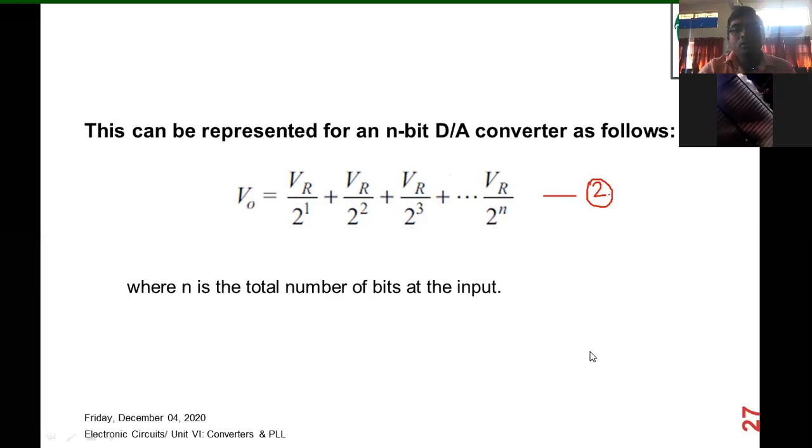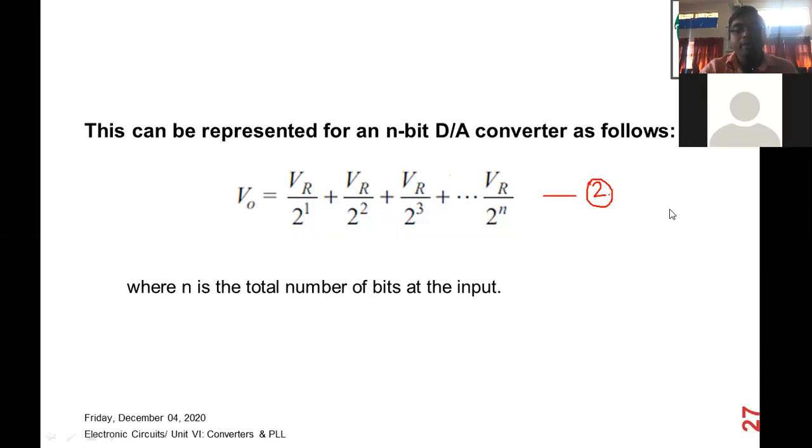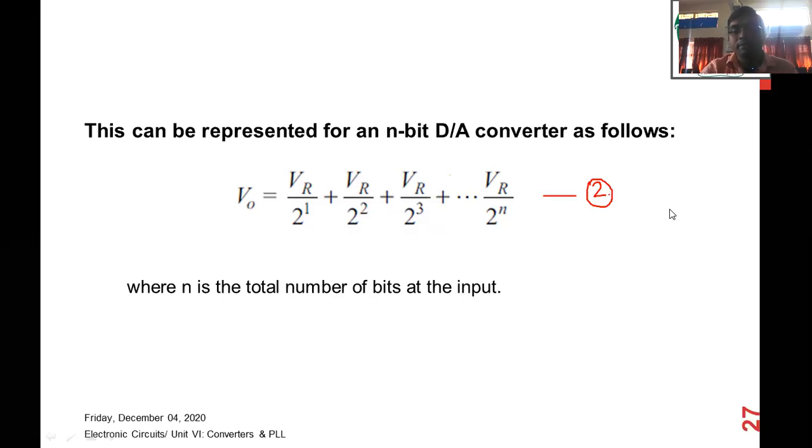So in this way you can represent the output voltage equation for the R2R ladder type D2A converter, where n is the total number of bits at the input. So in this way we find the output voltage for the n-bit D2A converter. Please note it down. This equation is very important from this point of view.